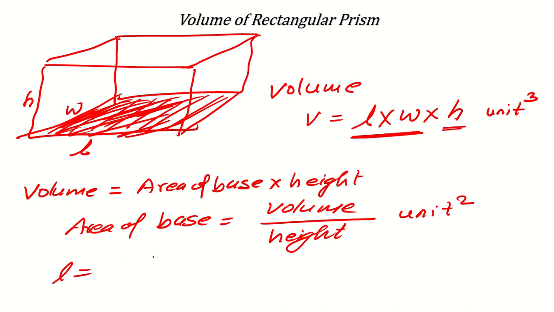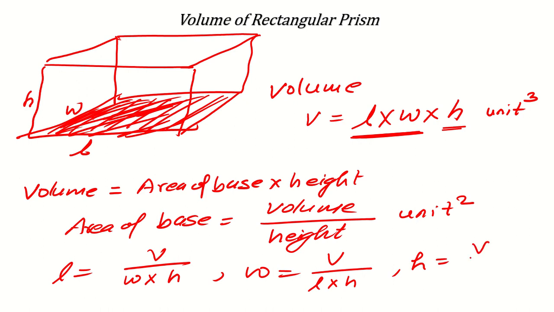If length is missing, then it will be volume divided by width multiply by height. If width is missing, then it will be volume divided by length multiply by height, and if height is missing, then it will be volume divided by length multiply by width. Okay, or you can say area of the base, that is here. So like this you can utilize this formula, and I am sure you will get the easy question for volume of rectangular prism. But remember one thing, that you must apply the formula correctly and then take extra care of your calculation.